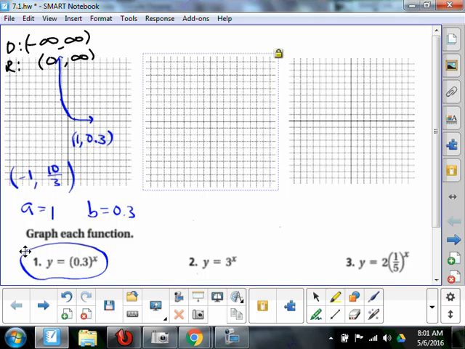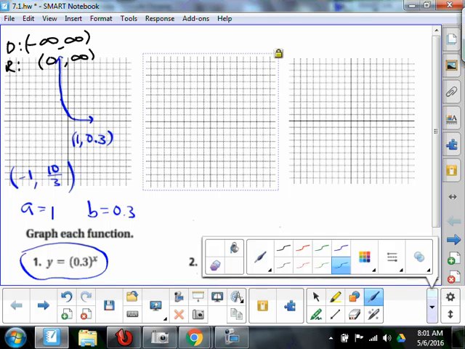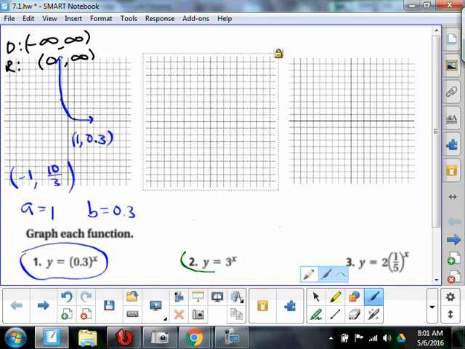Good. Number 2, I'm going to switch up markers on this one. I'll graph this one in green. Living would be easy if your colors were like my dreams, red, gold, and green.